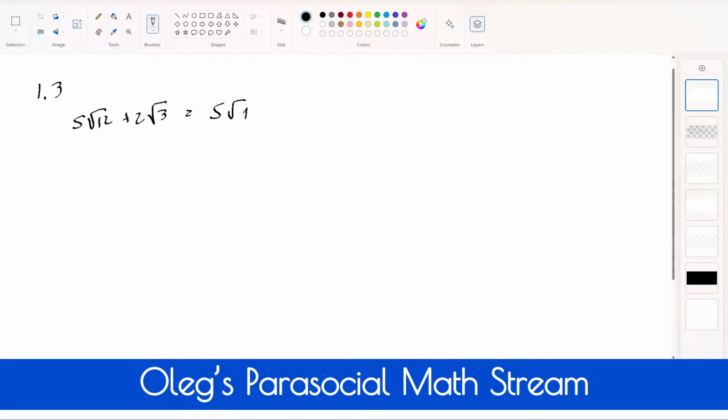Now what we're going to do is this: 5 times root 4 times root 3, plus 2 root 3, which is equal to 5 times 2 times root 3 plus 2 root 3, which is equal to 10 root 3 plus 2 root 3, which is equal to 12 root 3.